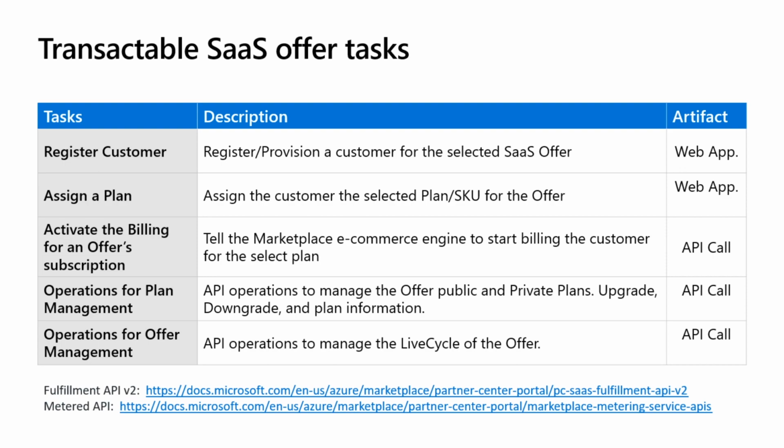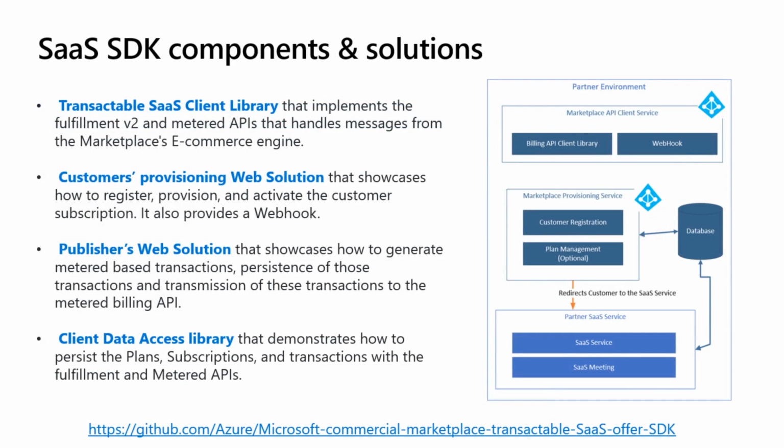Okay. To make your life a little bit easier and to provide you a stepping stone, so you don't have to jump directly into building this, we have created a SaaS SDK, and that includes core components like the transactable SaaS client library, which implements the fulfillment V2 API and the meter APIs. This library is basically a pure implementation on .NET Core of the API. So if you feel the need to build it yourself, the documentation is on Azure Docs.